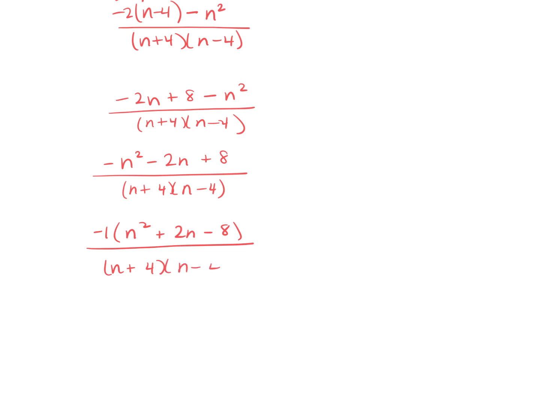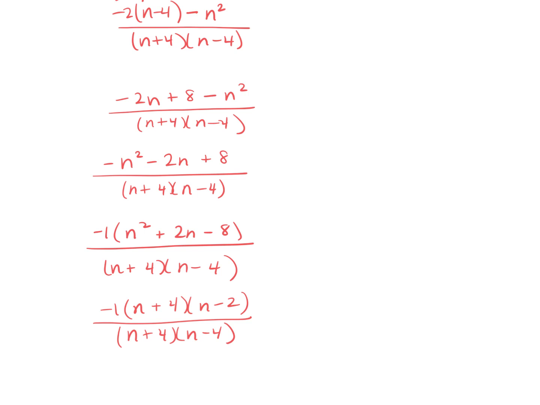All right, do you feel like this is the never-ending problem? I mean, how many lines of work can I do here? All right, so negative 1 times factors of negative 8 that add up to positive 2. It's going to be an n plus 4 times an n minus 2. So yes, that does factor over n plus 4 times n minus 4.